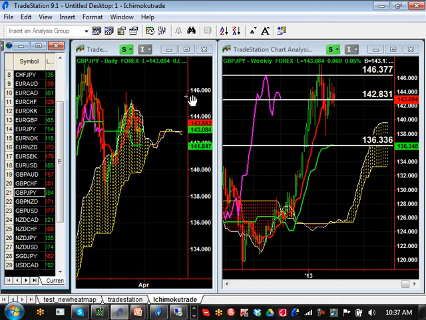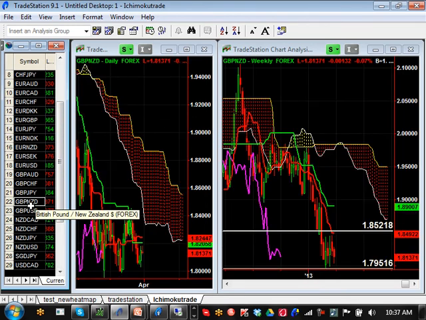Pound New Zealand, sorry, pound yen. It's sitting on a minor support level of 142.83. Resistance is going to be 146.37. But you could see overall the pound's being very weak compared to a lot of the other currencies.